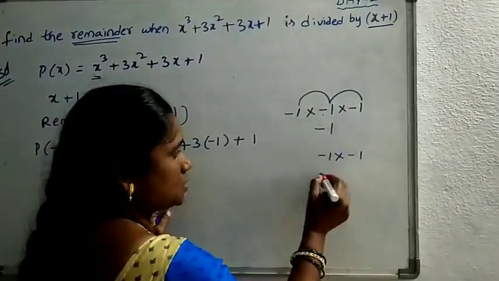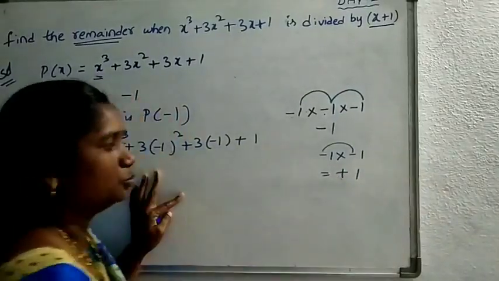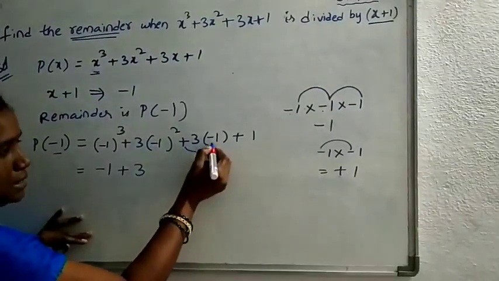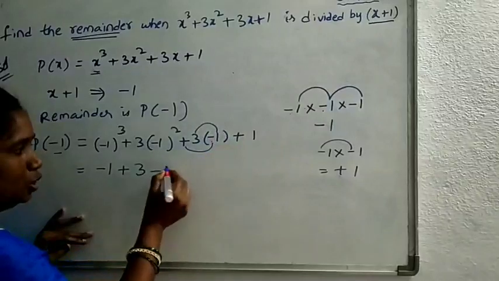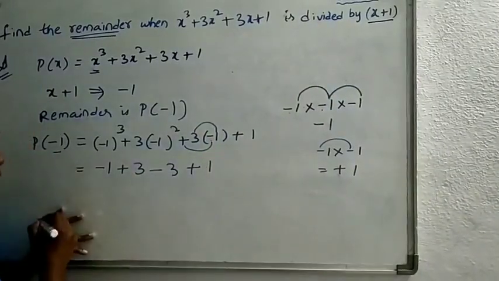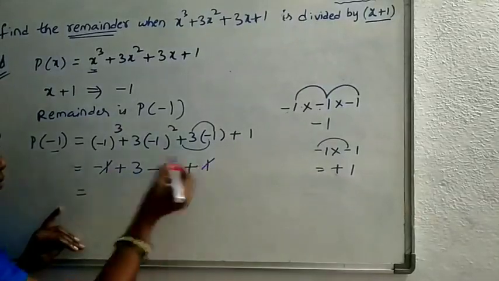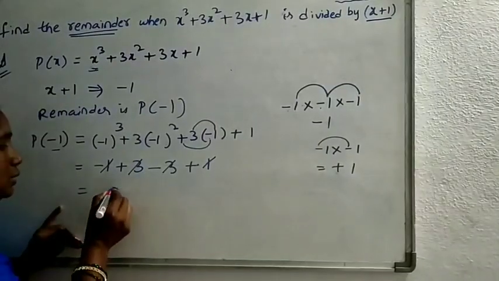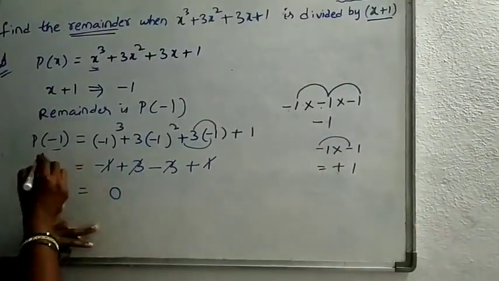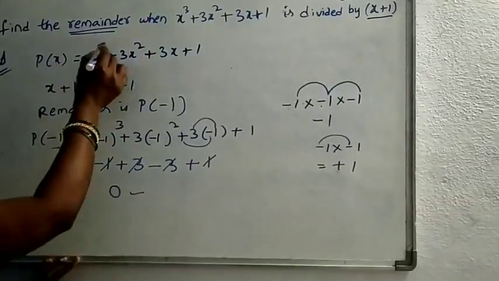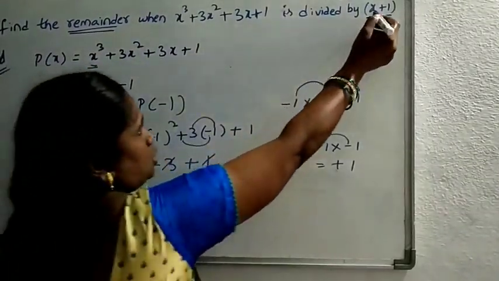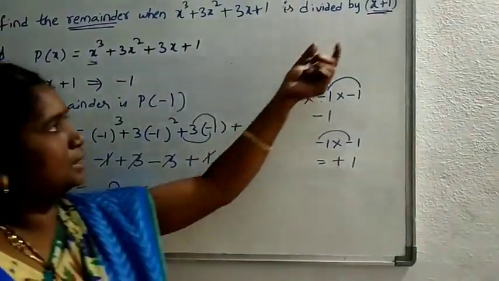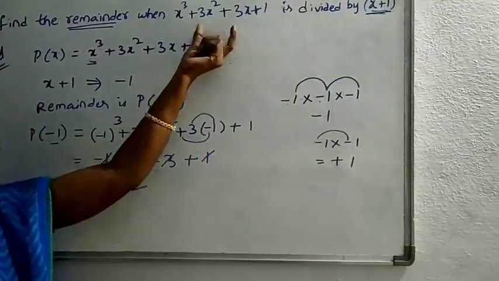Minus 1 square means minus 1 into minus 1. Minus into minus is plus, 1 into 1, 1. So, 3 into 1, it is 3. Plus into minus, minus. 3 into 1, 3. Plus 1. So, minus 1 plus 1 gets cancelled. Plus 3 and minus 3 get cancelled. What is the answer, children? It is 0. So, the remainder here is 0. When this polynomial p of x is divided by x plus 1, the remainder is 0. Since the remainder is 0, we can say that x plus 1 is a factor of the given polynomial.